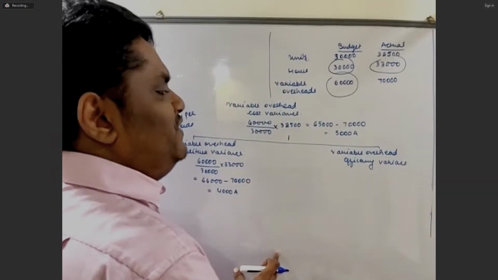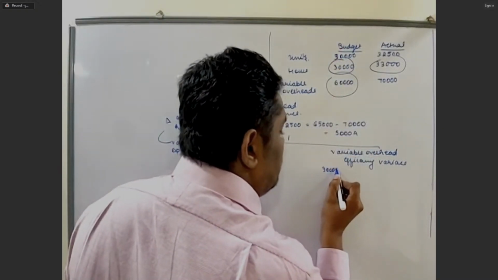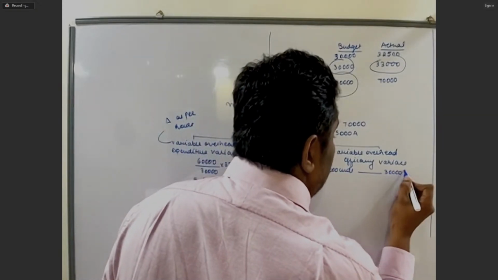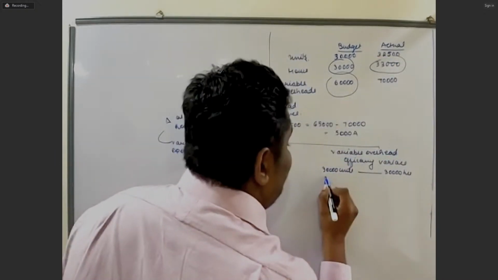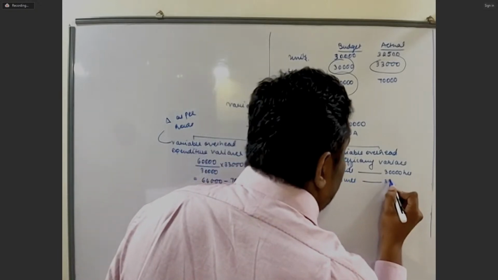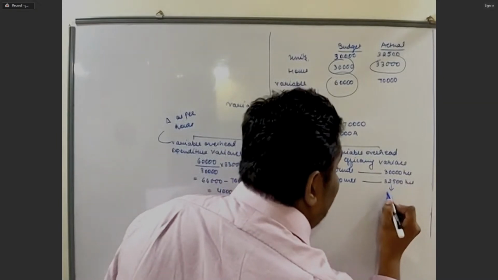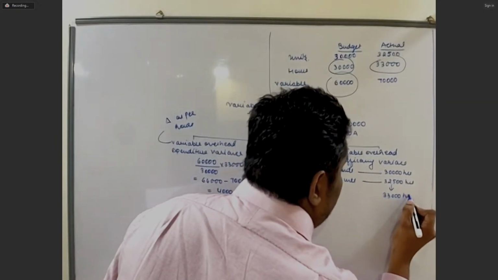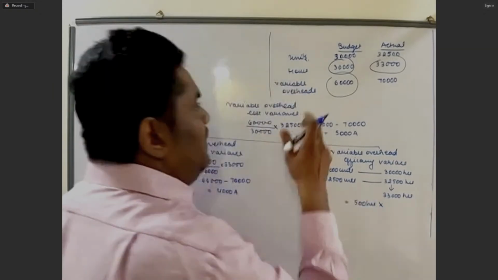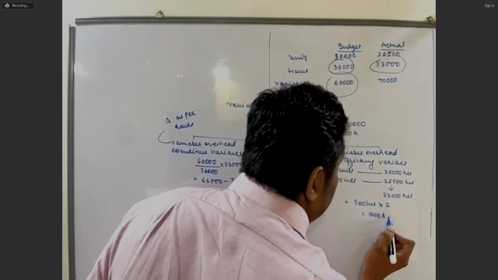Now, when talking about efficiency variance, the concept is same. 30,000 units, 30,000 hours. So for 32,500 units, how many hours? 32,500 hours. But the work was completed in how many hours? 33,000 hours. So how many hours extra did we take? 500 hours. Into the rate per hour, that is 2. So this is 1,000 adverse.